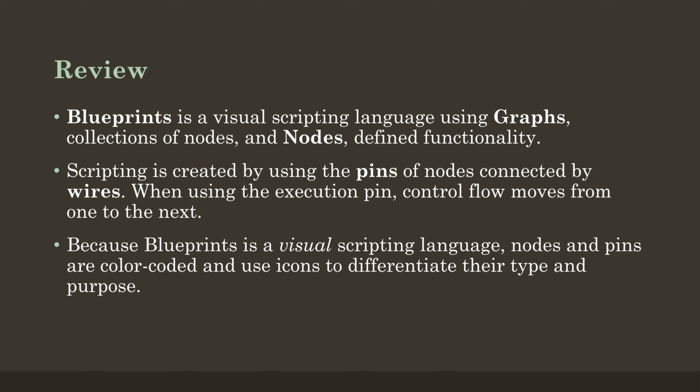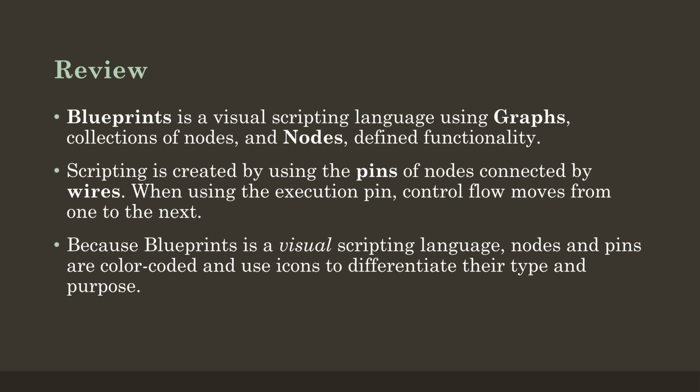As a review, Blueprints is the visual scripting language used with Unreal. It has two main concepts: graphs, which are collections of nodes, and the nodes themselves, which are defined functionality. Nodes can be many possible different things. They could be functions, they could be events, and as we will see in this video, also variables.